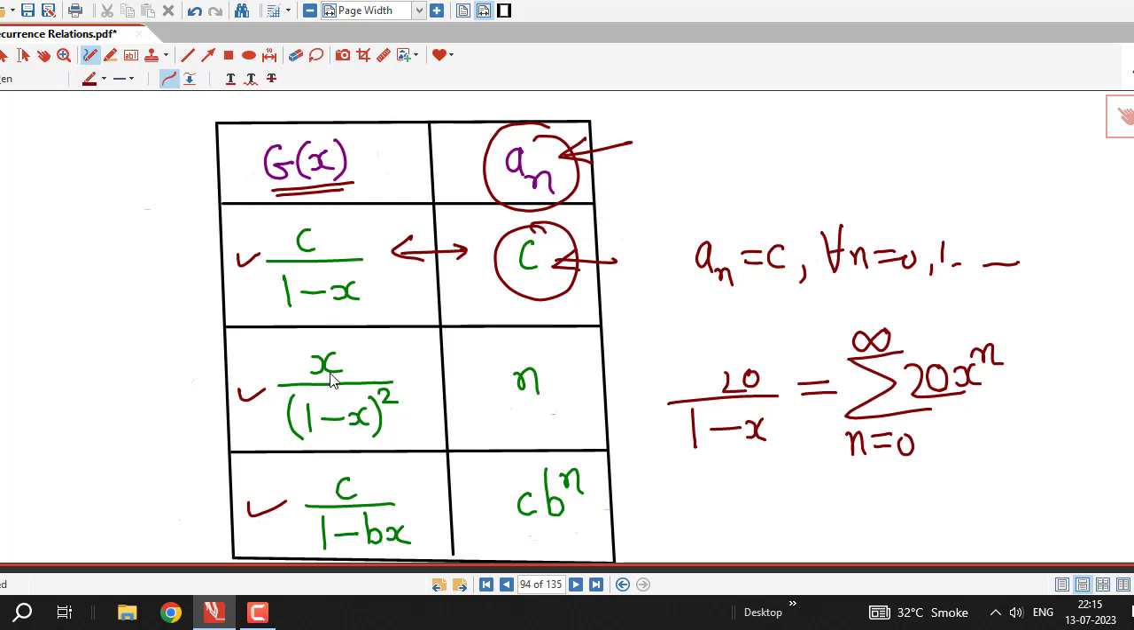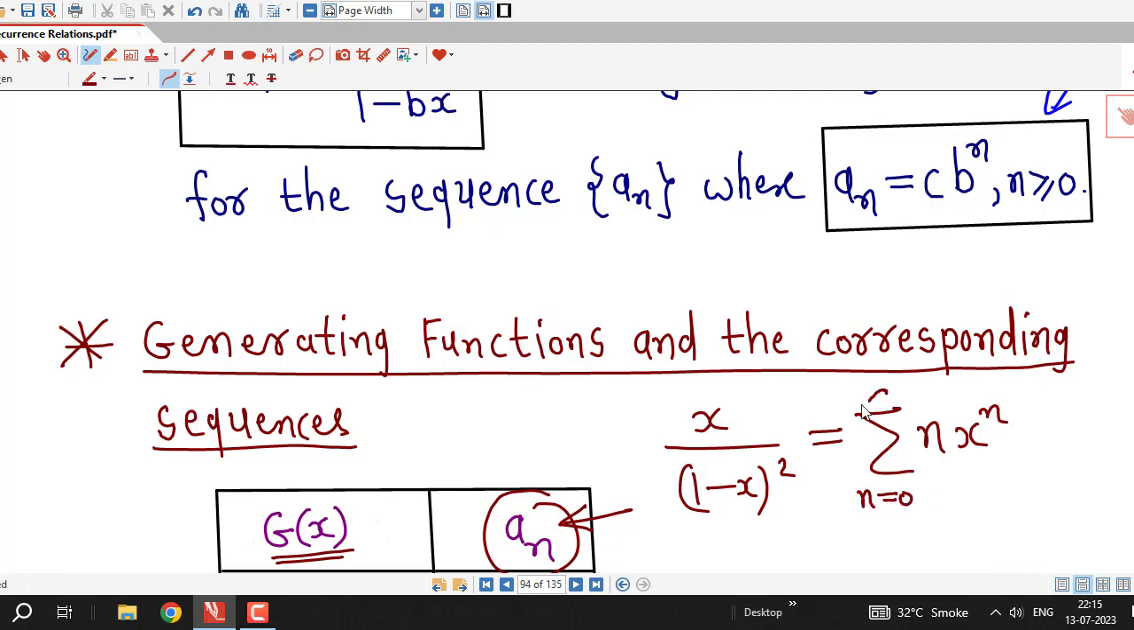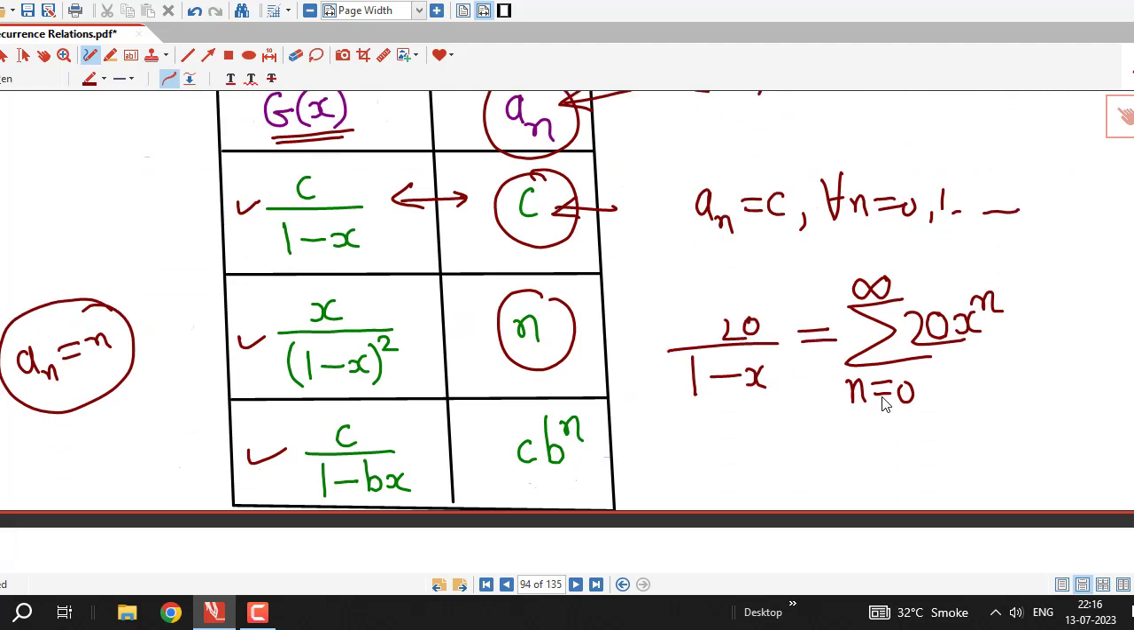Similarly, if I have this generating function x divided by 1 minus x whole square, then the corresponding sequence is an equal to n. So I can represent x over (1 minus x) whole square as sigma an x raised to n, where an is n, that is n times x raised to n, n equal to 0 to infinity. Similarly, if I have c over 1 minus bx, then the corresponding sequence is given by an equal to c times b raised to n.